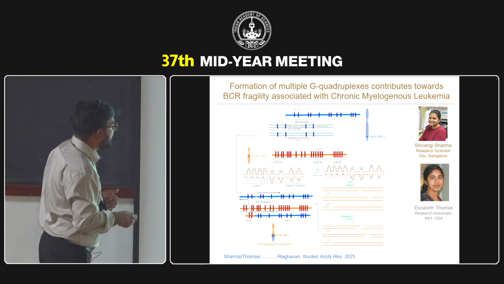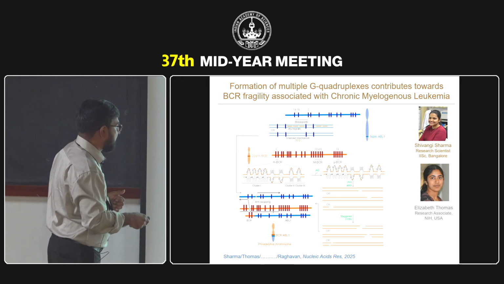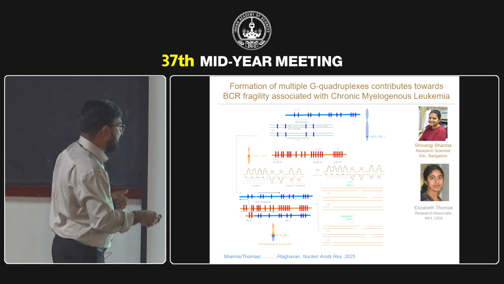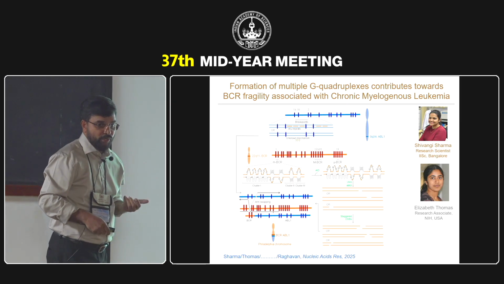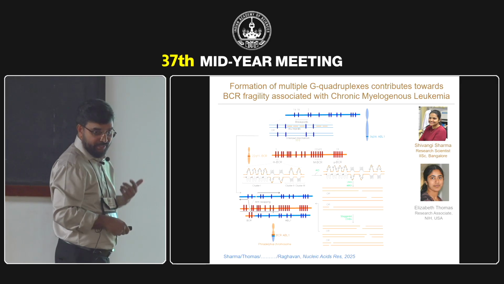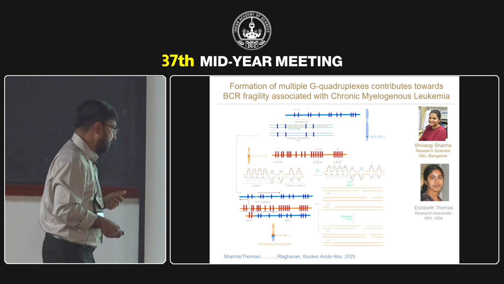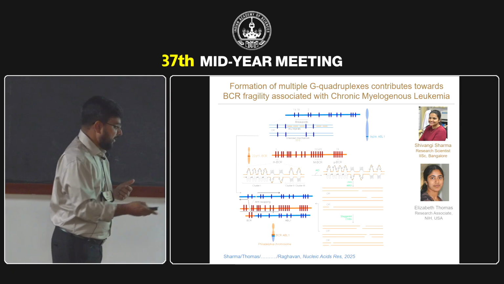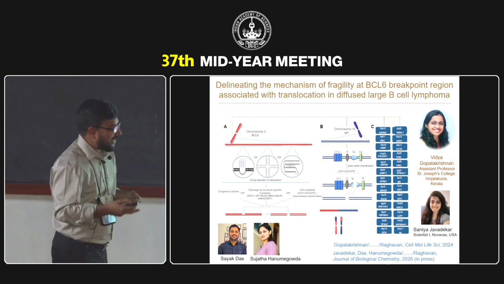So there are multiple G quadruplexes formed at the BCR region, and then AID deaminates the cytosines, and then there are AP endonucleases, which can cleave at the mismatches, and failed base excision can lead to DNA breaks and translocations. And for the next two to three slides, I'll just summarize.